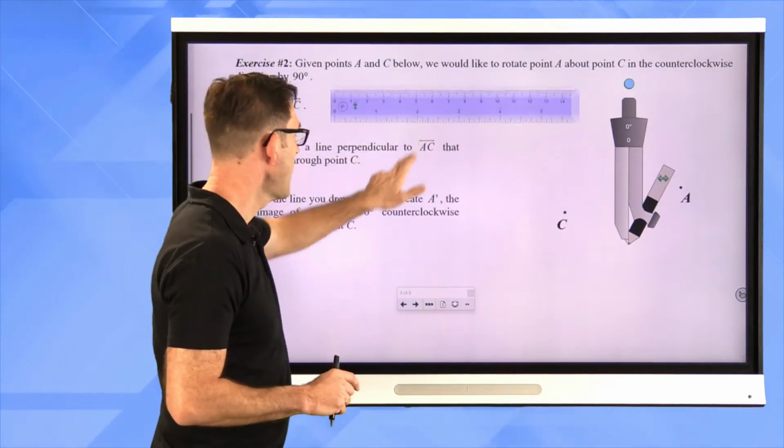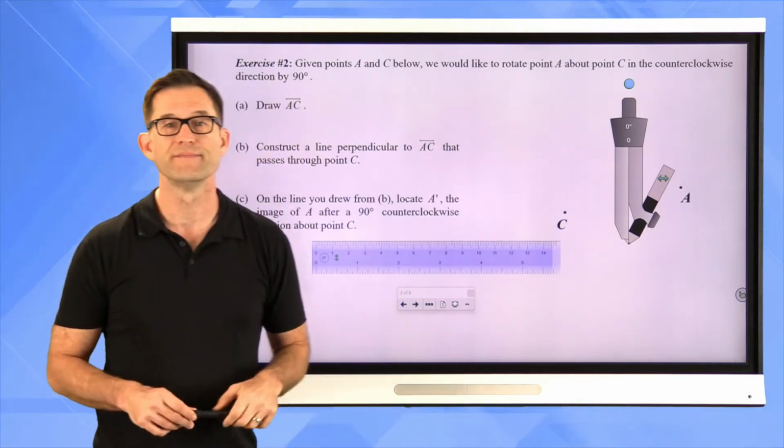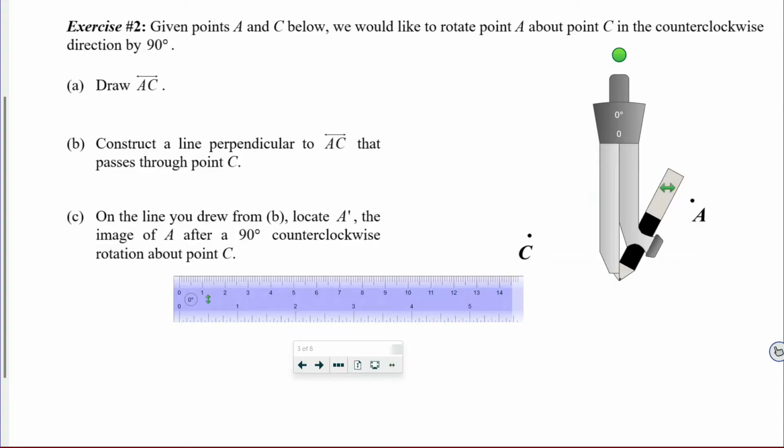Let's take a look at exercise number 2. Given points A and C below, we would like to rotate point A about point C in the counterclockwise direction by 90 degrees. Letter A, draw line AC.